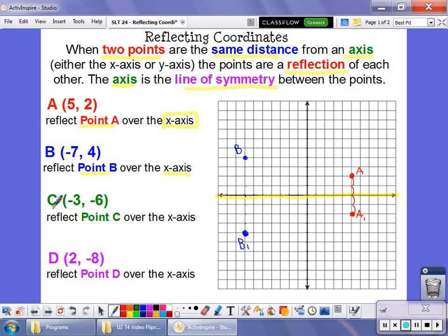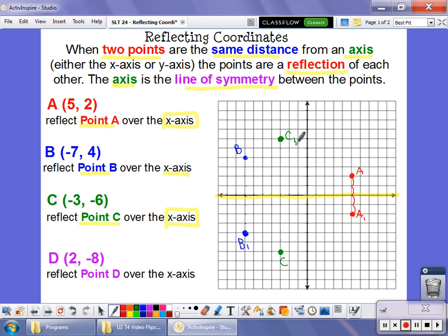Okay. C is at -3, -6. 1, 2, 3, 3 in the negative direction. 1, 2, 3, 4, 5, 6. That's point C. Again, look carefully. We want to reflect point C over the x-axis. So how far away is C from the axis? 1, 2, 3, 4, 5, 6 units, which means I'm going to go 1, 2, 3, 4, 5, 6 units above.